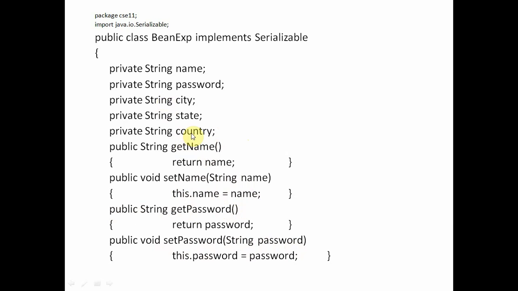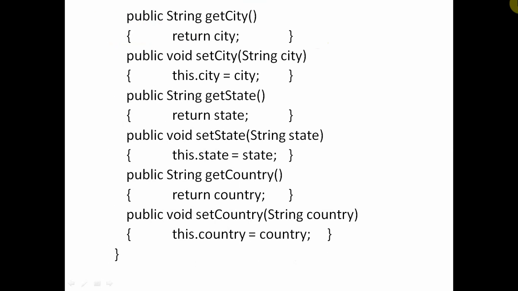So we have three more variables, and after creating this class, we are creating this class BeanExample and implementing the Serializable interface, and it is inside package CSE11, and we have to import java.io.Serializable. Serializable is very important; it has to be imported when we write the program of Java Bean.